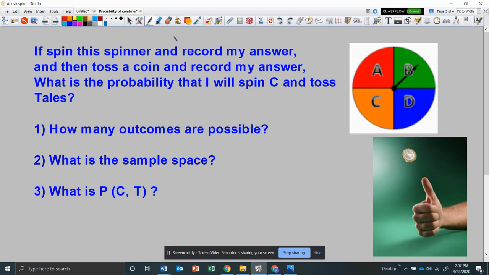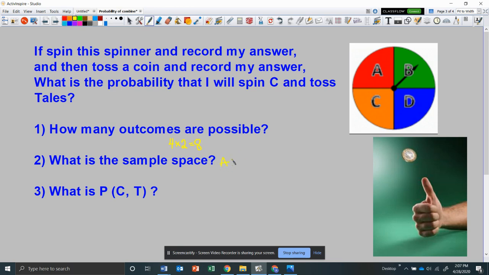If you spin this spinner and record the answer and then toss the coin and record the answer, what's the probability that you'll spin C and toss tails? Well, there are 4 outcomes on the spinner and 2 outcomes on the coin. So there's actually 8 outcomes.